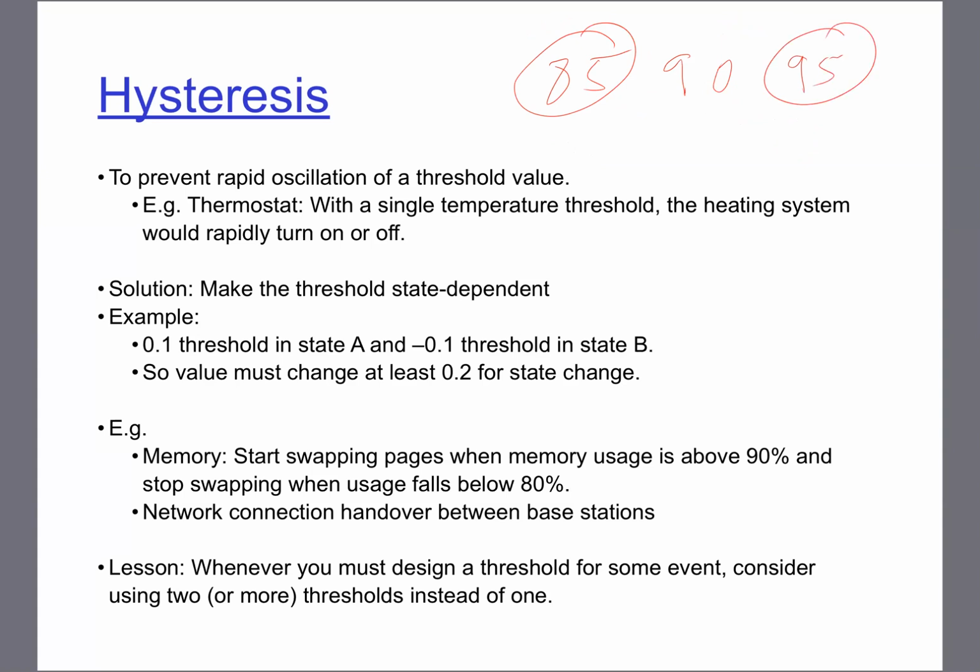So having two threshold values gives me more room for avoiding rapid oscillations. What that means is if my usage goes above 95%, then I keep paging things out till my memory usage falls to 85%. Then it will take some time for the usage to get back to 95 before I start swapping out again. So it gives me some buffer to maintain a stable state in the system. Okay. Does it make sense? Any questions?